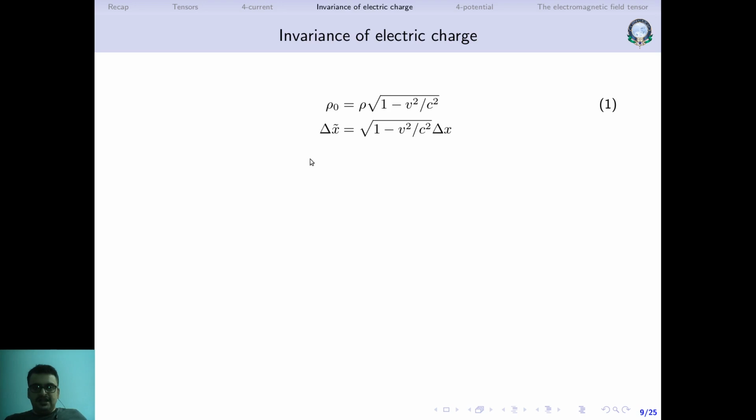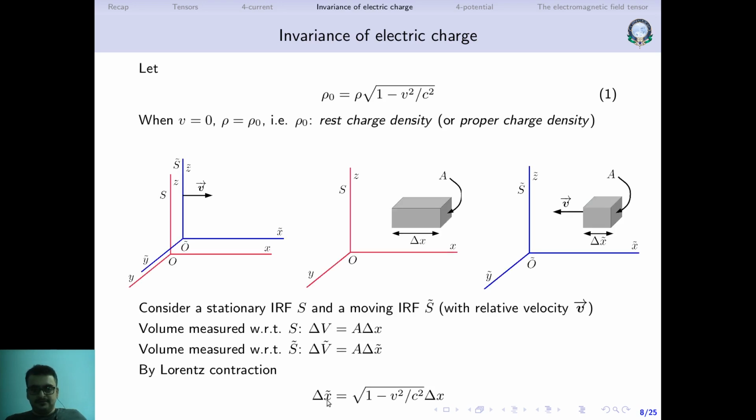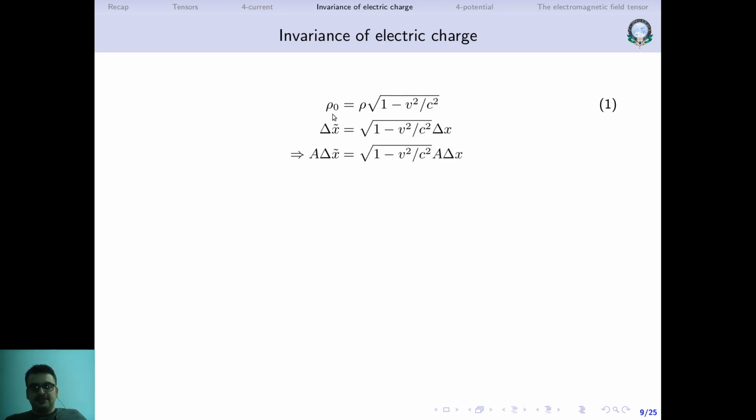Now we just take this equation and multiply both sides with A. So A delta X tilde is equal to under root 1 minus V square by C square times A into delta X. This gives us the volume measured with respect to the moving frame, and this gives us the volume measured with respect to the stationary frame. So delta V tilde is equal to under root 1 minus V square by C square into delta V.